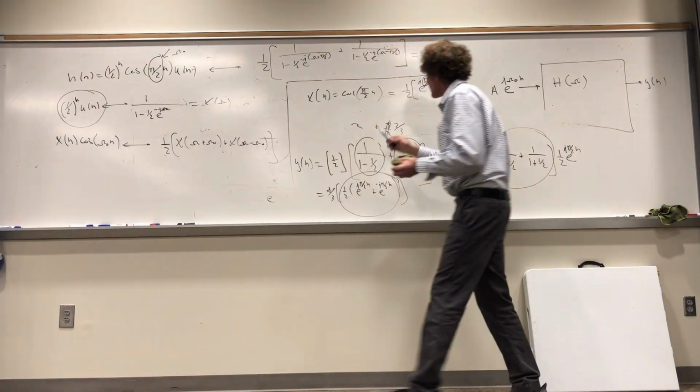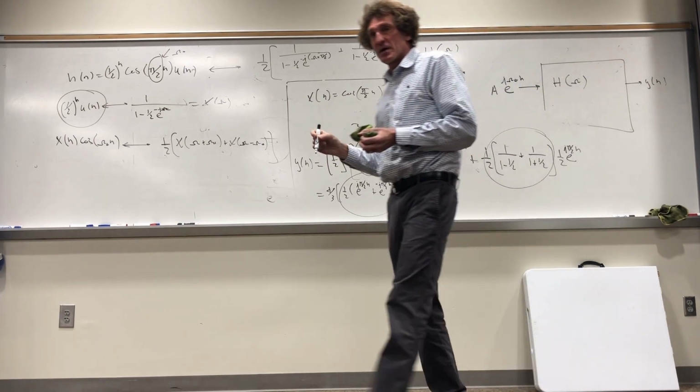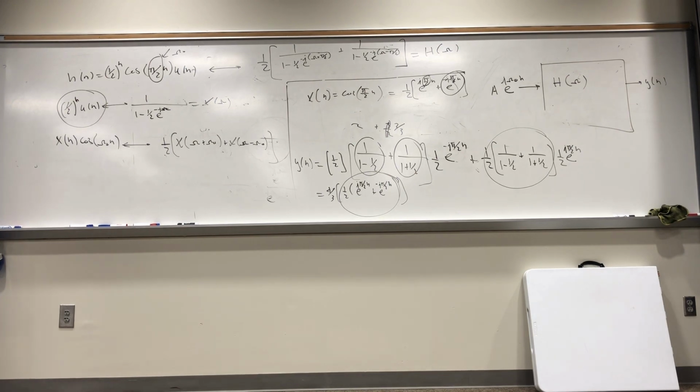All right, and the other one comes from here, x of n. Remember what Euler says? Cosine of pi over 2 n is equal to 1/2 times e to the j omega naught n plus e to the minus j omega naught n, right? That's where both of those halves come from. One's from the cosine, the other's from the transfer function. Okay, and you can look at this and it will be 4/3.